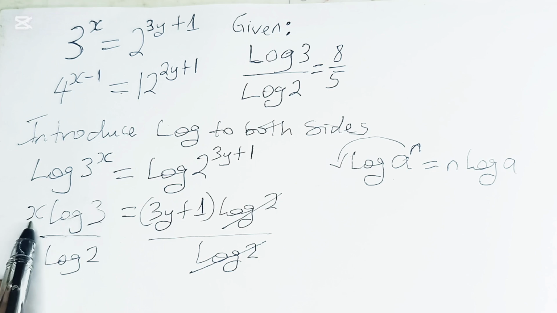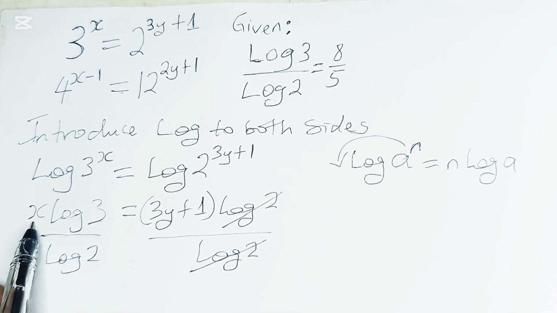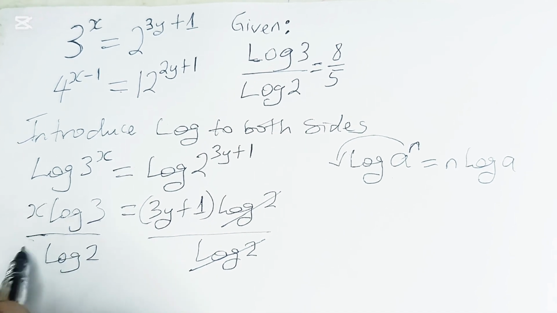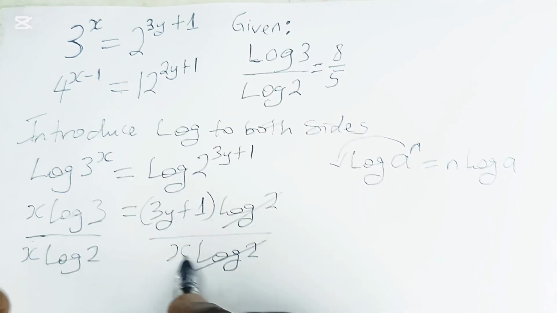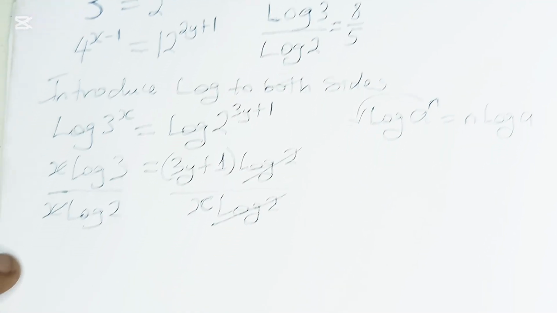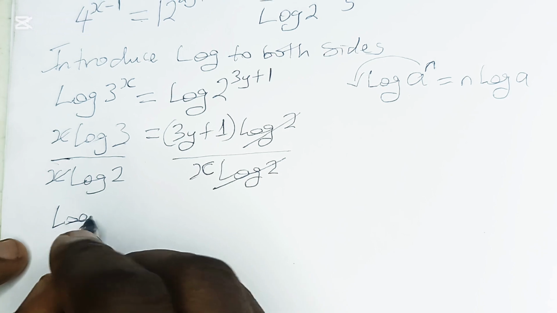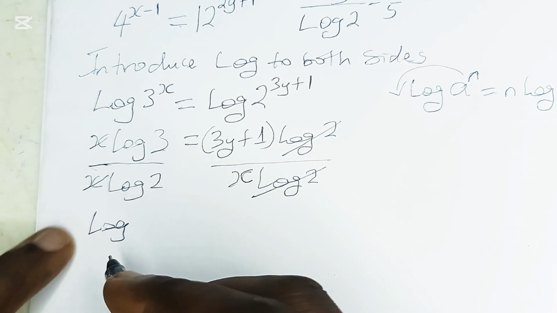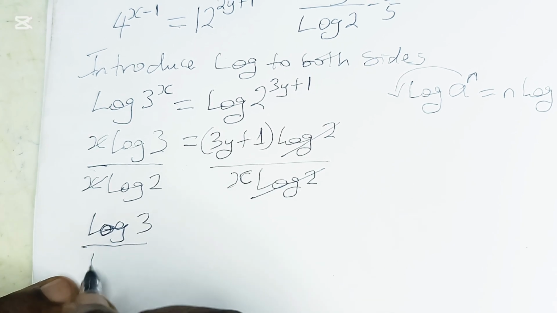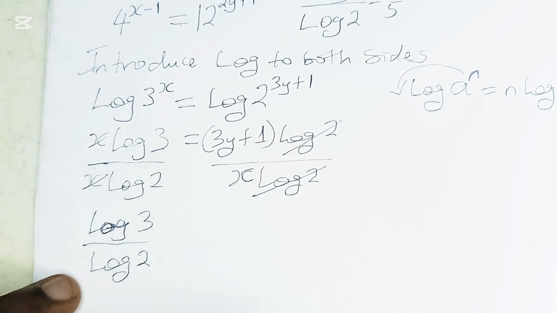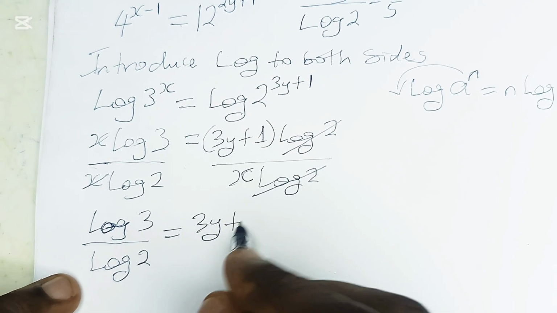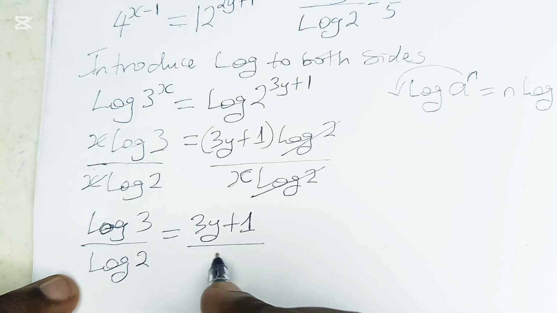But the next thing we have to do, we have to take away this x. So we still have to divide both sides by x. Dividing both sides by x, x cancels x. So we are now left with log 3 divided by log of 2 is equal to 3y plus 1 divided by x.